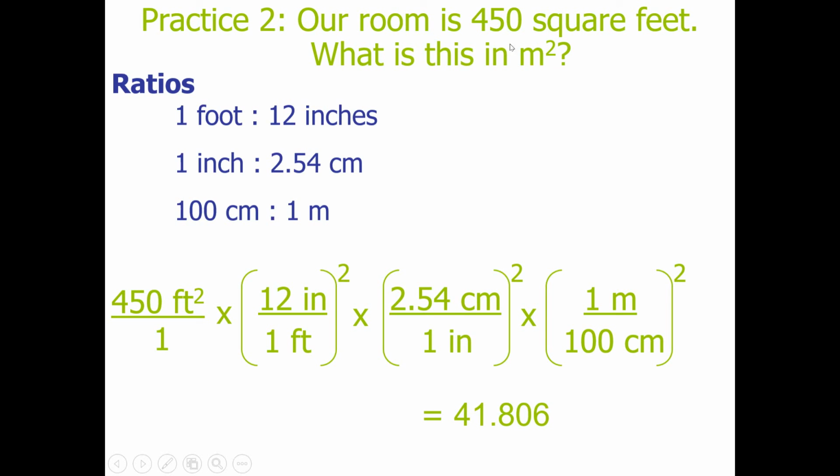Reminder of sig figs: this number, the way it's currently written, only has 2 significant figures in it, 1, 2. There's no decimal, therefore the 0 on the end is not significant. So when I round this answer to 2 significant figures, the 1 rounds up to the 2, and I'm going to end up with a numerical value of 42. But I also want to double check on my units. Feet squared cancel out. Remember, this is squared. Inches squared cancel out. Centimeters squared cancel out, leaving me with meters squared. And there's my 42 meters squared as my final answer.